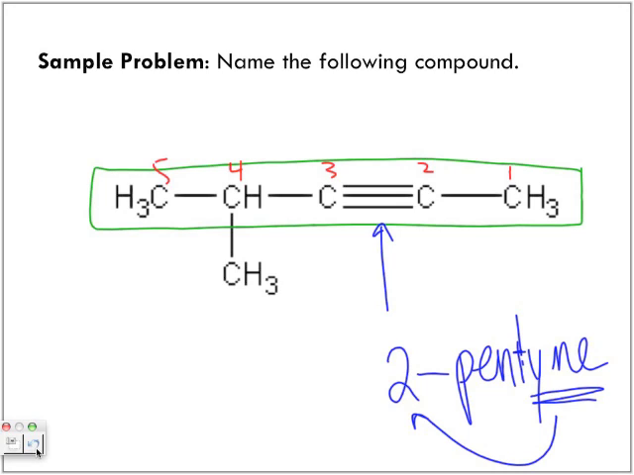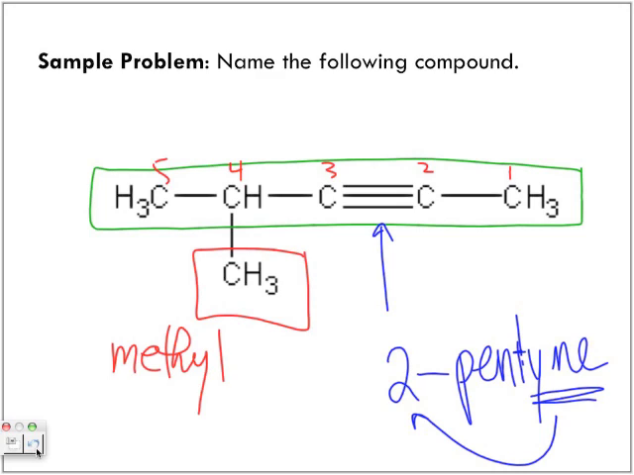So now, if we look at our branch, we've got a branch here of a 1 carbon branch. So this 1 carbon represents a methyl group. So we've got a methyl group. Where is the methyl group located? It's located on the 4th carbon. So when we put this all together, the name is 4-methyl-2-pentyne.